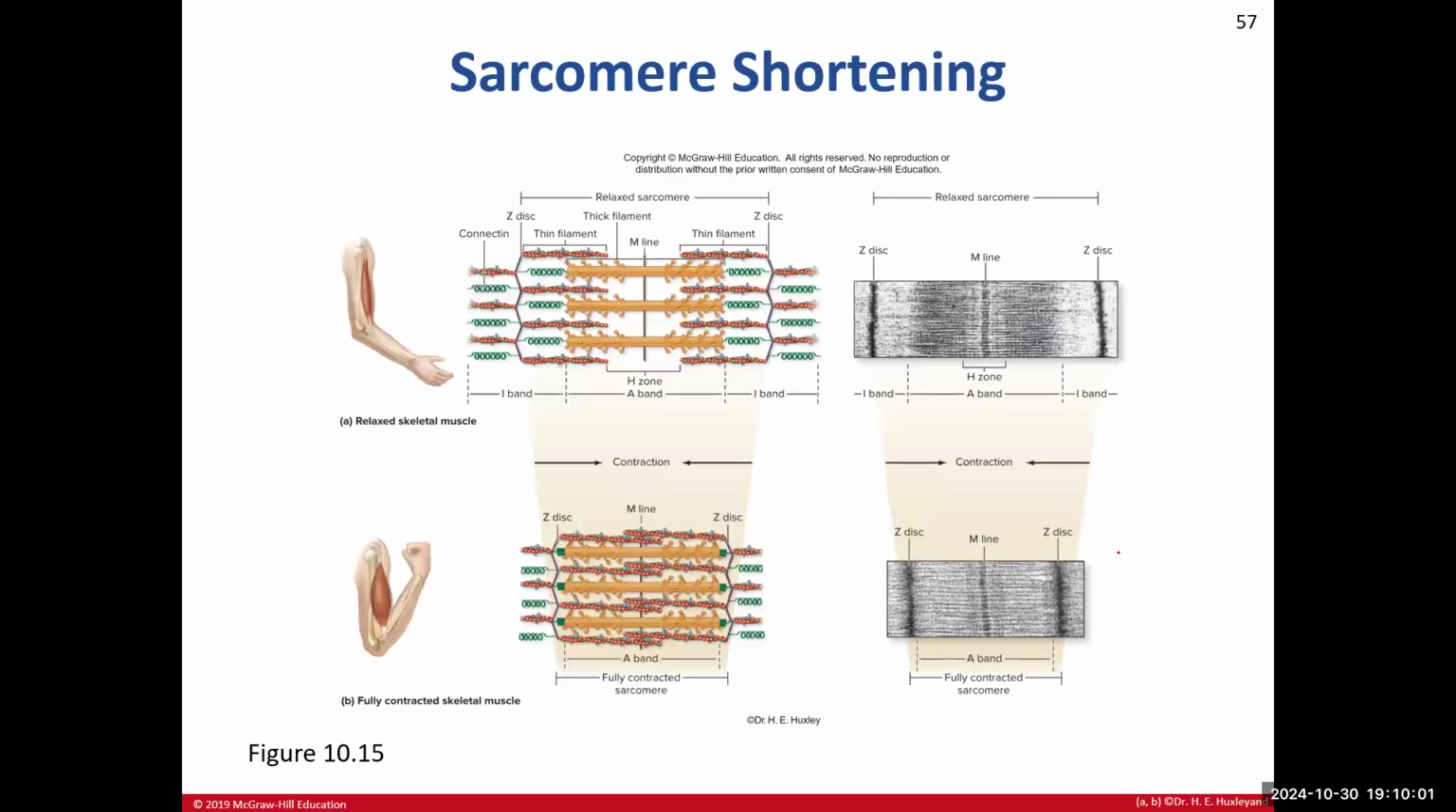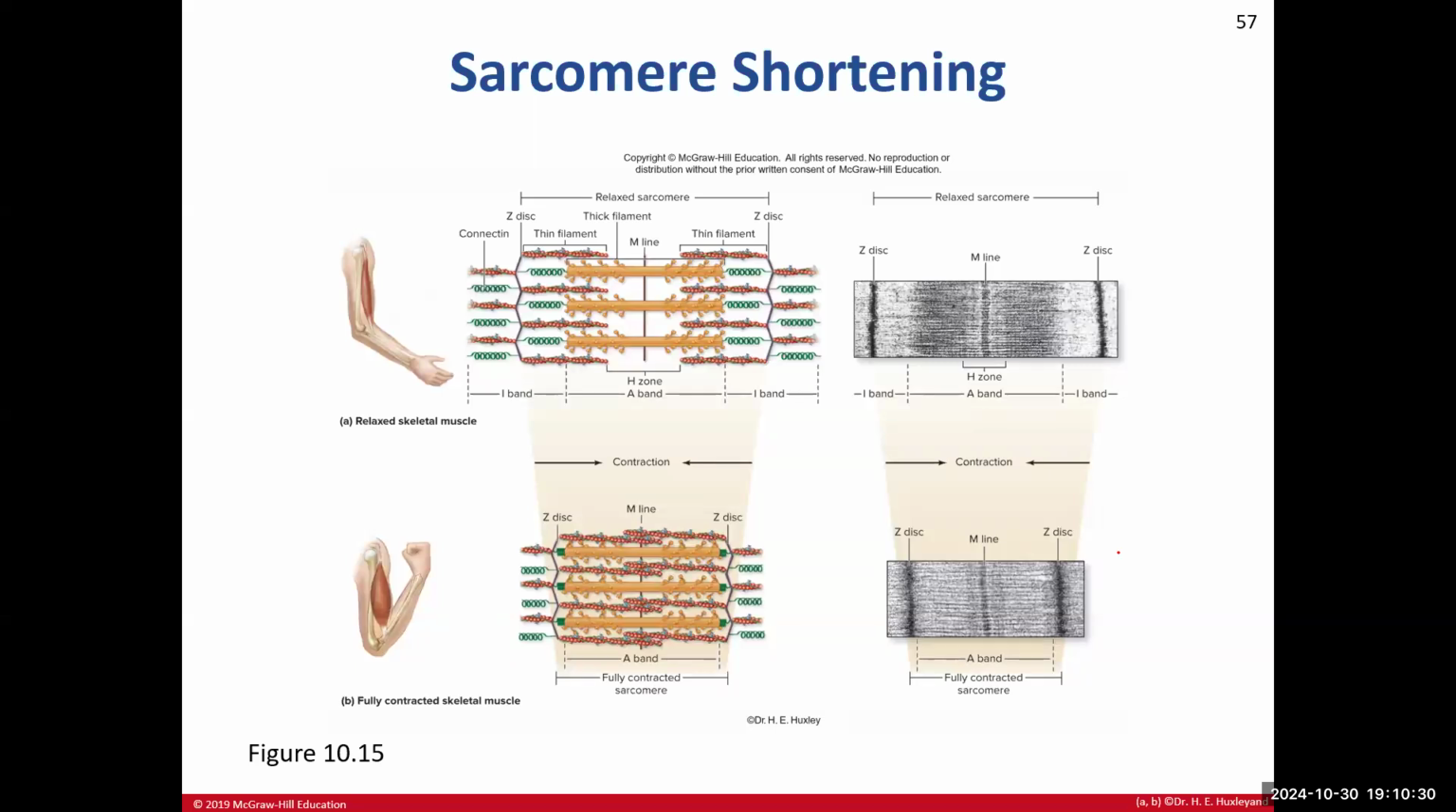All right, so this slide shows you muscle at rest, and then this person starts to bend their elbow, and the sarcomere shortens there. You can see it here on the electron microscope: the two Z lines, the M line in the center, and the distance between these two Z discs, sorry, as they get closer to the M line in the middle.